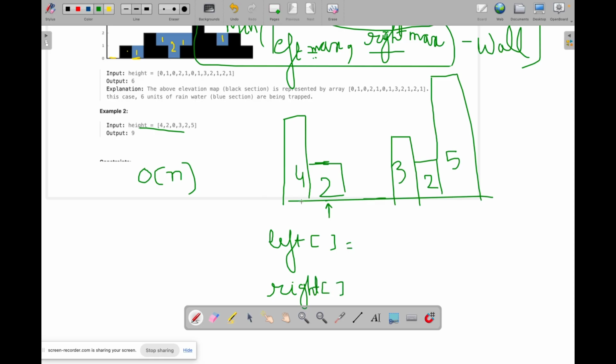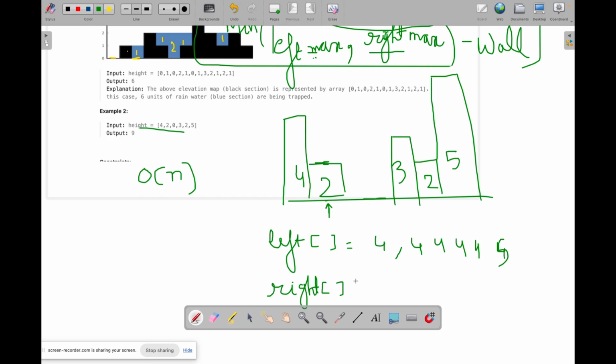So we will start at this index. What is the left max for this index? Nothing, 4. What is the left max? 4. And for the next indexes, the left max is 4, 4, 4. Or basically we will consider that also, so you can consider this is a 5.